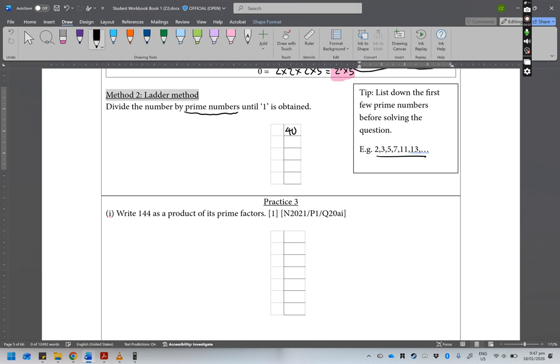Okay, so 40, the smallest, can it be divisible by 2? Yes, it can. So 2, then I'll get 20. Divided by 2 again, I'll get 10. 2 again, I'll get 5, and then 5, and I'll get 1. So divide by prime numbers until 1 is obtained.